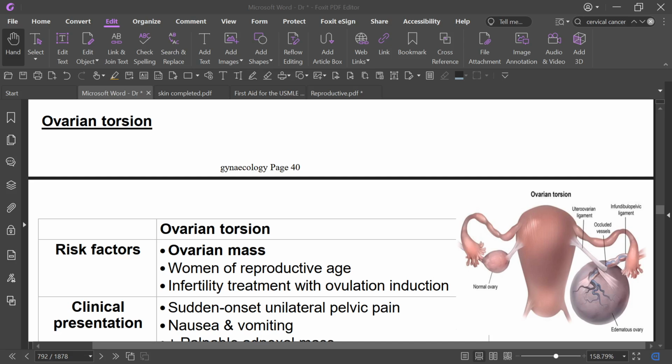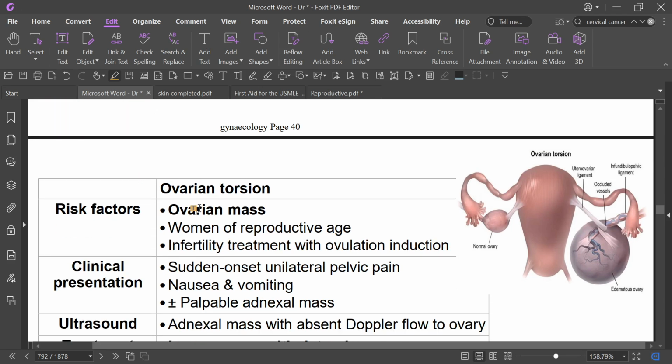This is the fifth part of this group of lectures regarding obstetrics and gynecology. It starts with ovarian torsion. What happens in ovarian torsion? Ovarian torsion actually happens when there is an ovarian mass, in a woman of reproductive age, or infertility treatment with ovulation inducing drug.